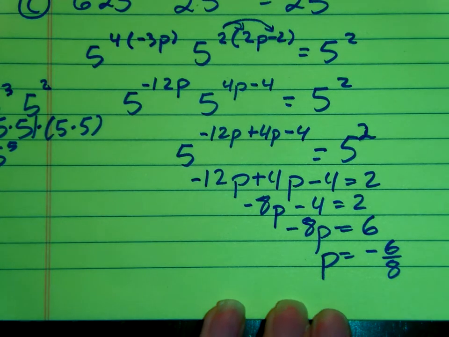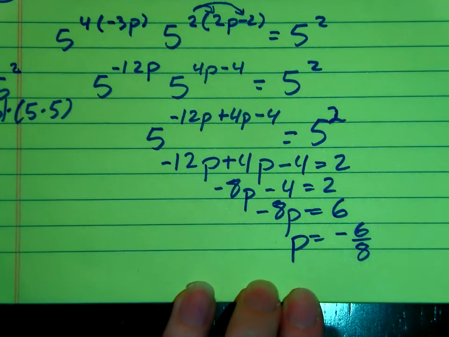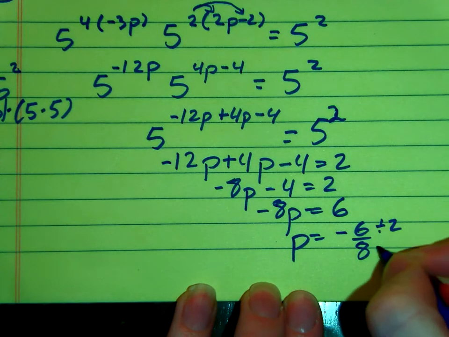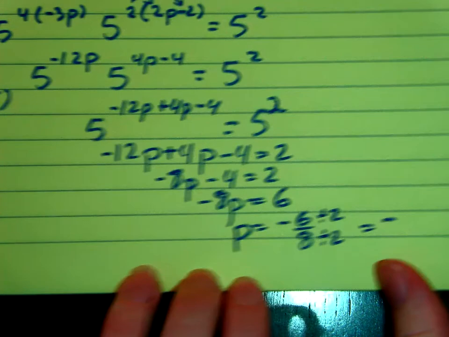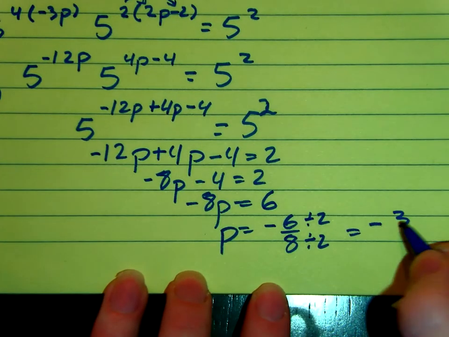And then can I simplify that fraction? Absolutely. 2 goes into both the top and the bottom, so then I get that that equals negative 3/4.